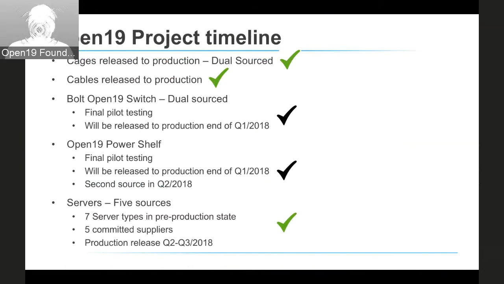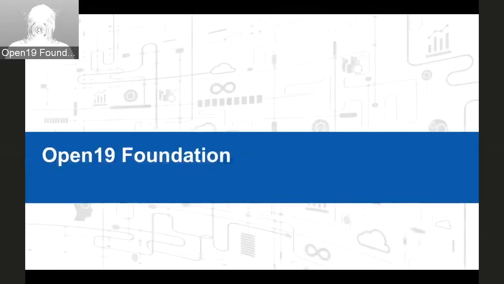Servers, currently we have 5 sources for servers, and this number is growing by the week. We hope to end up with about 8 sources for servers. Right now, there are 7 server types in pre-production state being tested in different environments and different configurations. All of those servers will go to full production in Q2 and Q3 of 2018. 5 committed suppliers will actually deliver servers for the Open19 platform.